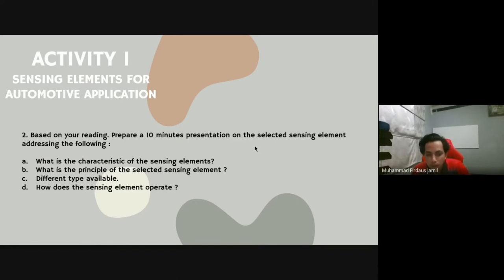We have done introducing ourselves and we will start first with activity one, where we were given nine sensor elements to choose from, and we have chosen the capacitive sensor and thermoelectric for activity 1. For questions 1 and 2 we have to discuss the characteristics of the sensing element, the principle of the selected sensing element, the different types available, and how the sensing element operates in the car. We have been given 10 minutes, so let's begin.